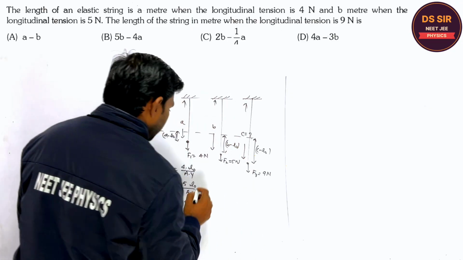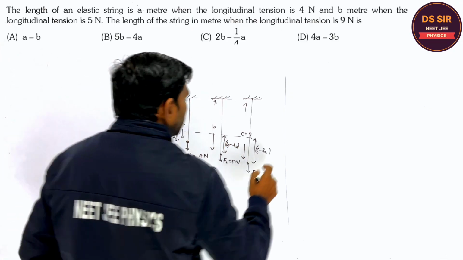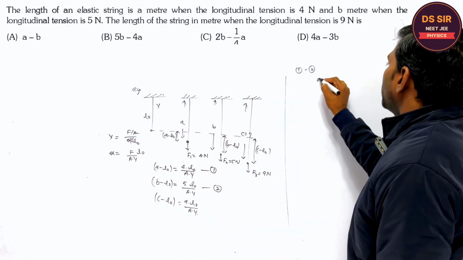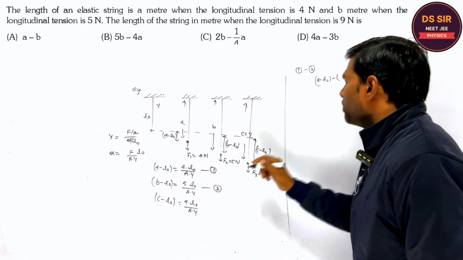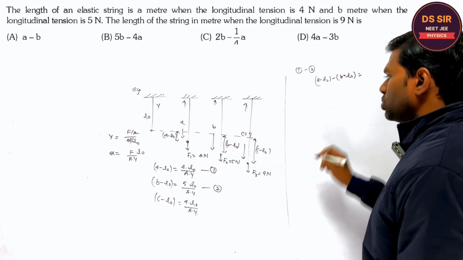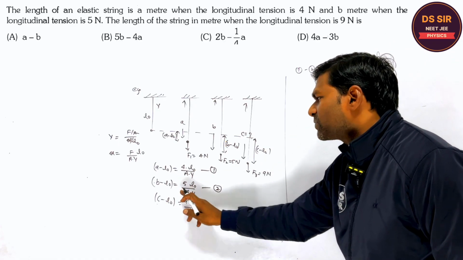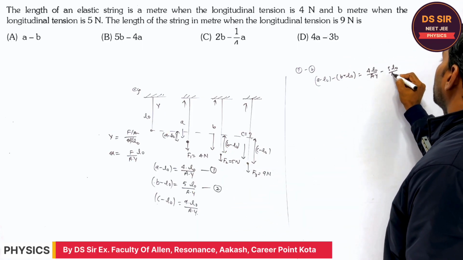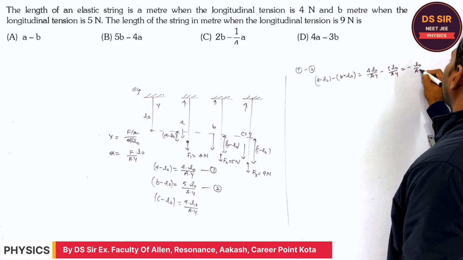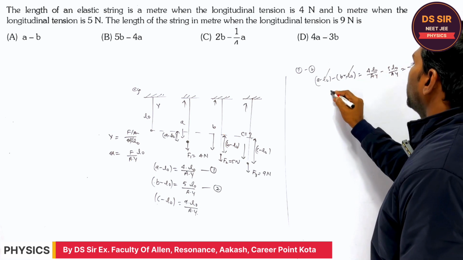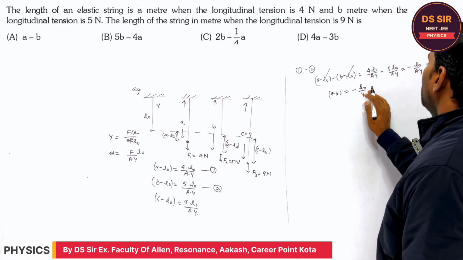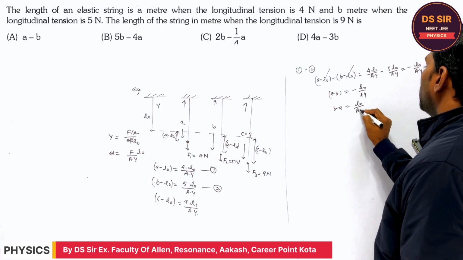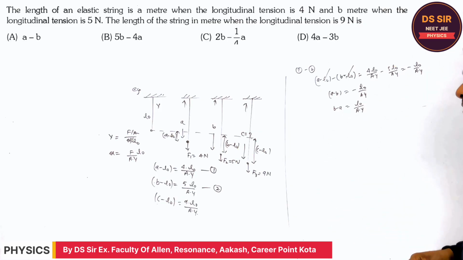So what can we have? If this is equation number 1 and equation number 2, if you subtract 1 minus 2, what will you get? A minus L0 minus B minus L0 is equal to 4 L0 upon YA minus 5 L0 upon AY. The L0 will cancel out. So A minus B is equal to minus L0 upon A into Y. So B minus A is equal to L0 upon A into Y. This is one thing.